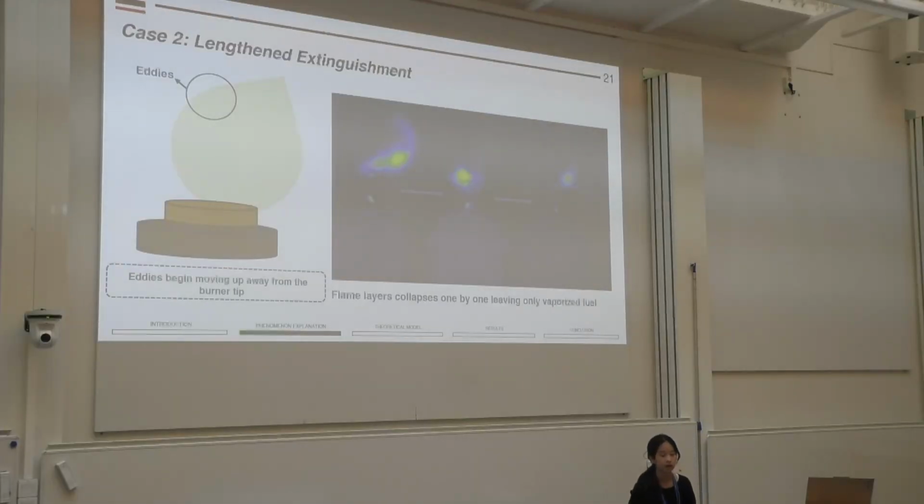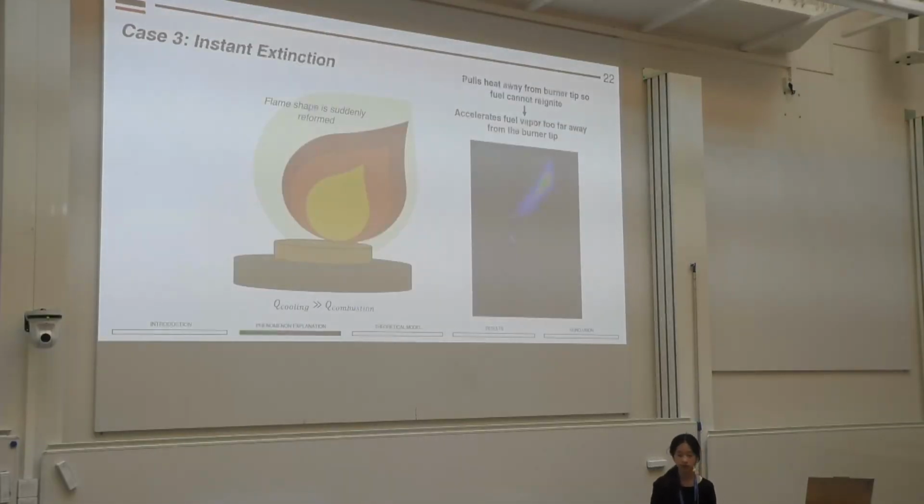Now, in case 3, instant extinguishment, the wind from the velocity, the wind from the acoustic streaming, causes abrupt forced convective cooling. This pulls heat away from the burner tip, so the fuel cannot reignite, and it accelerates the fuel vapor too far away from the burner tip. Also, the very intense streaming of air makes the flame subtly deformed. Therefore, at this rate, we know that the rate of forced convective cooling greatly exceeds the rate of combustion of the fire.